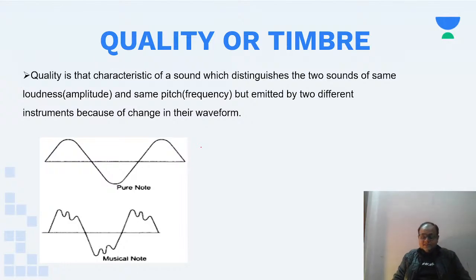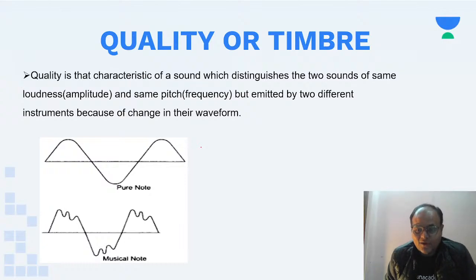Don't get confused, and never overthink that. Okay, quality is there. So what about pitch and all? Everything else will be assumed constant. Now see, just by looking at the waveform, you can tell the quality.